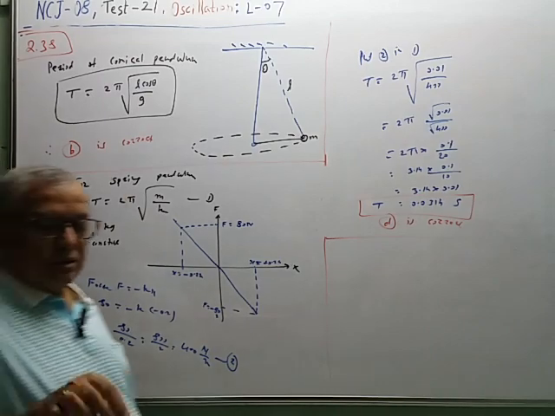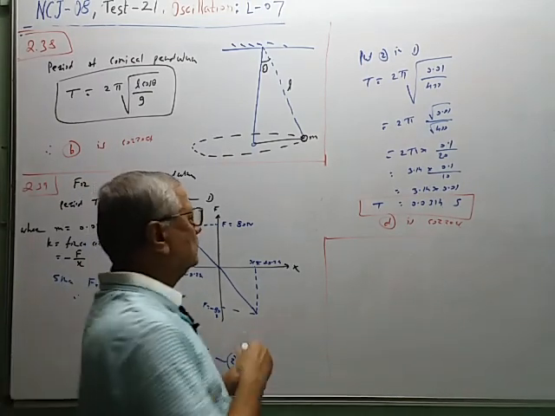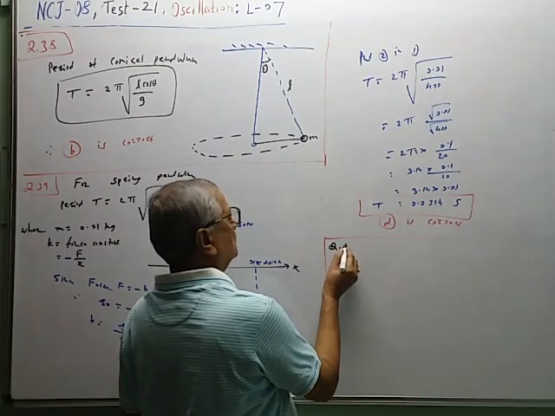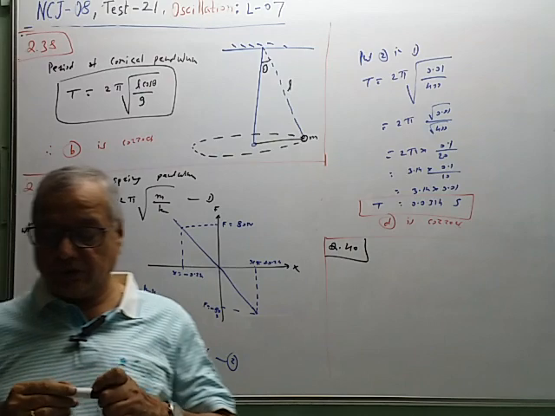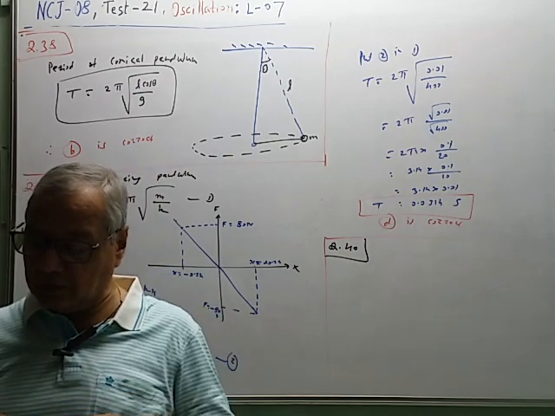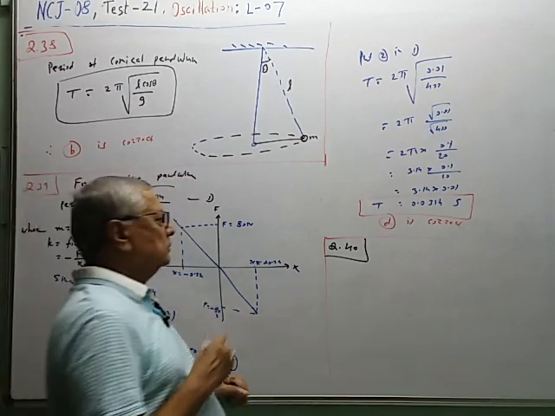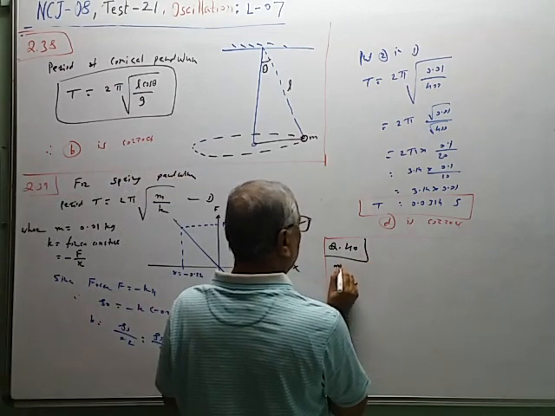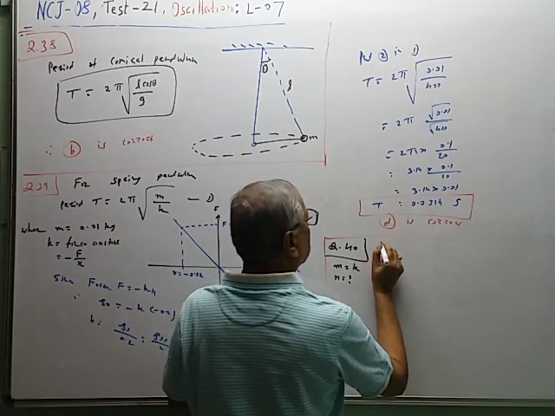Last question, question number 40. It is a short question. If the mass of an oscillator is numerically equal to the force constant, then its frequency is given by? M is equal to K, frequency n is equal to question mark.